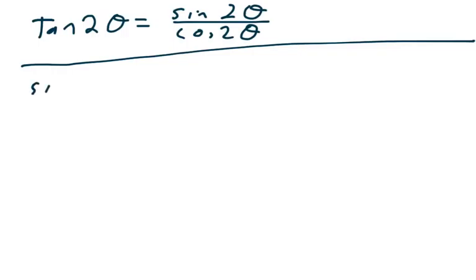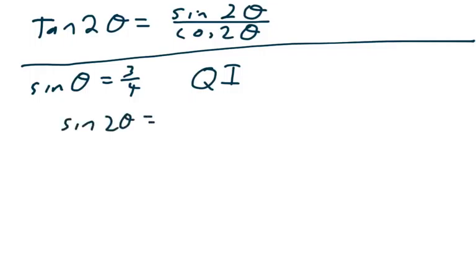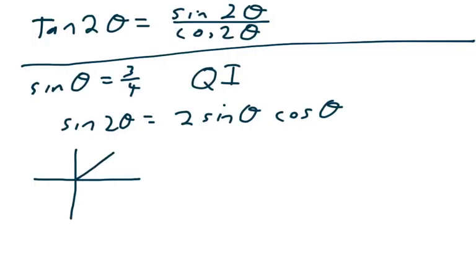So in problem number 1, they said that the sine of theta is equal to 3/4, and we're in quadrant number 1. And so when they ask us to do the sine of 2 theta, the formula that we have is 2 times the sine of theta times the cosine of theta. And we know what the sine of theta is, but I don't know what the cosine of theta is. So I'm going to draw my picture where the opposite is equal to 3 and the hypotenuse is equal to 4.